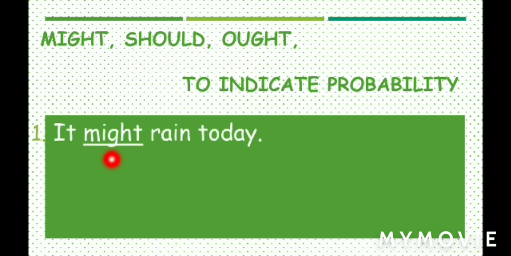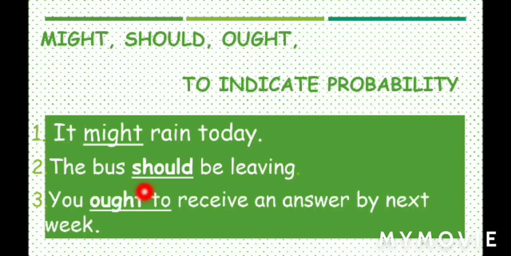Now to indicate probability, which means that something is expected to happen, we use modal verbs might, should, and ought. Let's see their examples. It might rain today. Next one, the bus should be leaving. Again, the bus is leaving at this time. Number 3, you ought to receive an answer by next week. Indicating probability over here in this sentence.